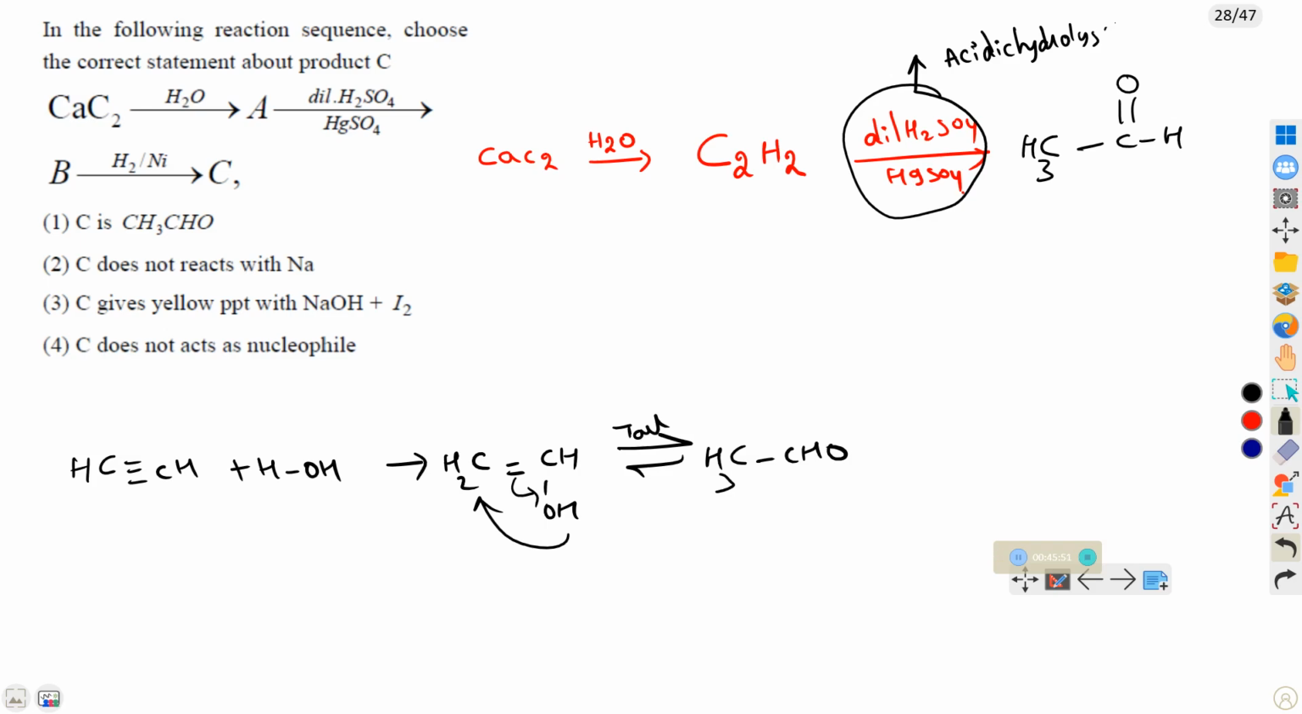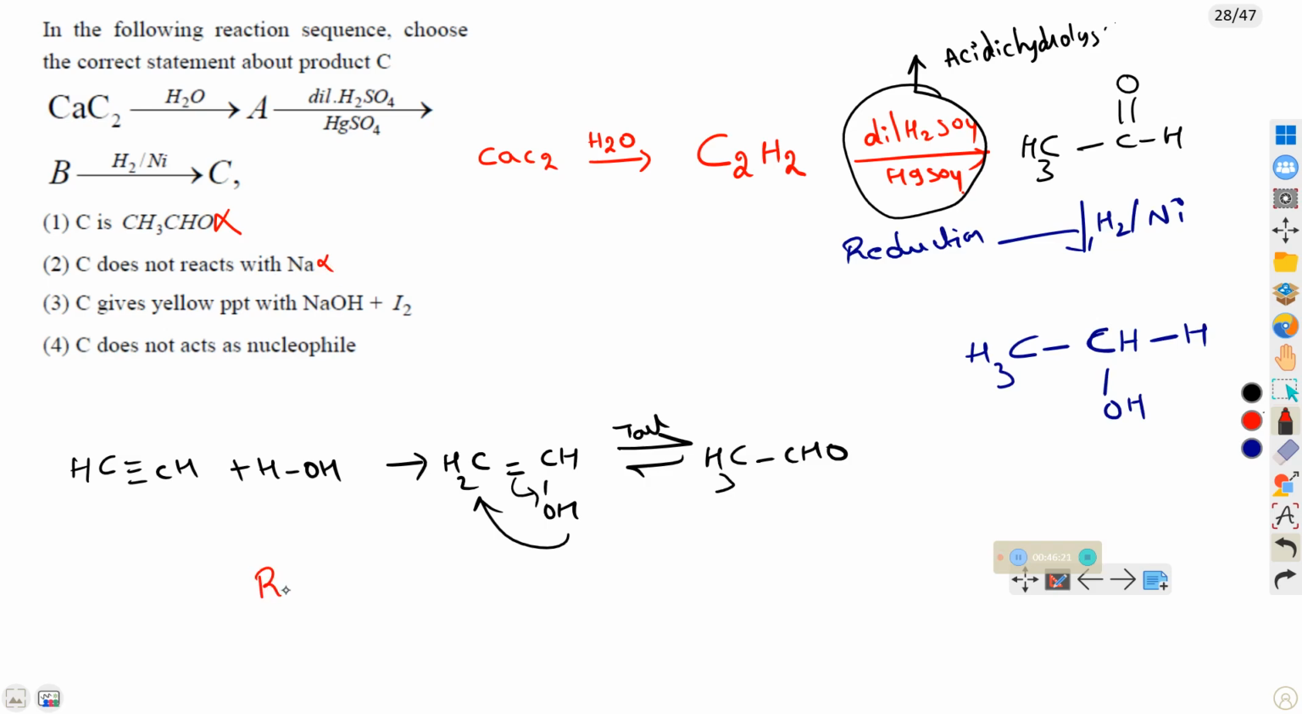Now aldehyde with H2 by nickel. What is the role of H2 by nickel? H2 by nickel is present, then reduction takes place. Aldehydes undergo reduction, then it gives alcohol CH3CH2OH. For understanding purpose, I have written it like this. Now C is CH3CHO, wrong. C does not react with sodium, wrong. Alcohols are able to react with sodium. Alcohols react with sodium, but alcohols do not react with NaOH. Alcohols do not react with NaHCO3.